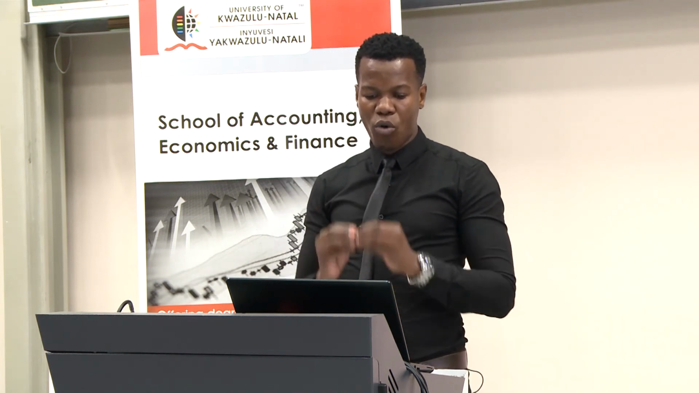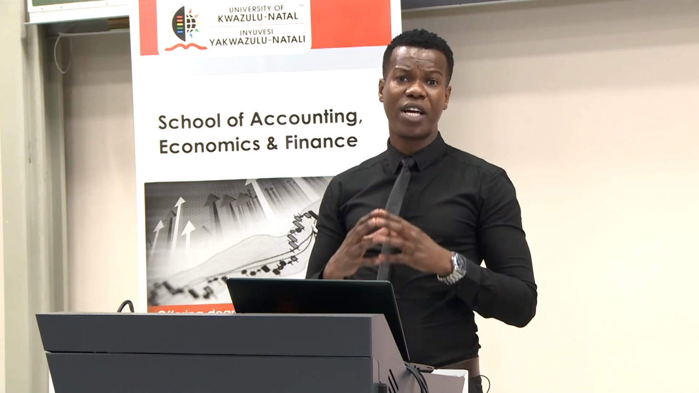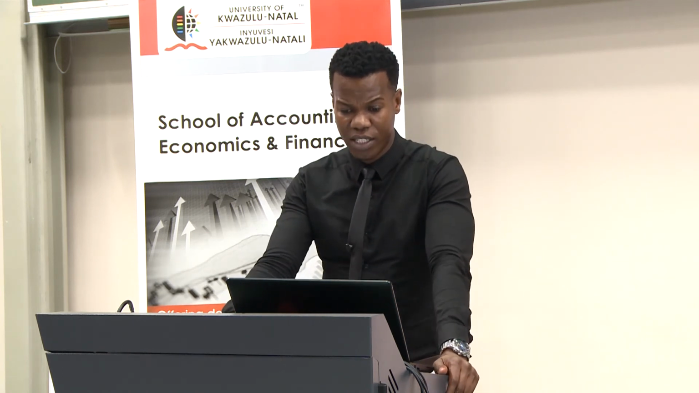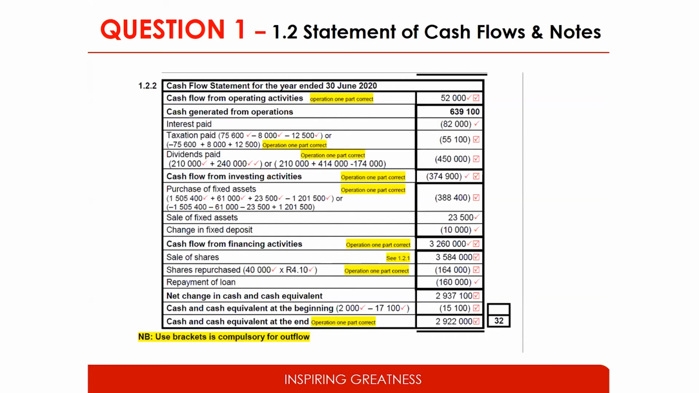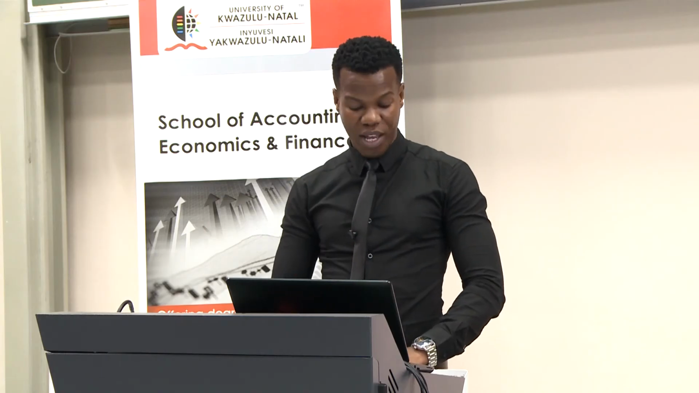Then, the next thing is, what is our opening cash and cash equivalent, or rather your cash and cash equivalent at the beginning of this period? That looks at your bank. So you have to look at your cash and cash equivalent, your bank amounts. As you can see in this exercise, there is a bank overdraft. So we have a cash and cash equivalent, which is favorable, at 2,000 rand. However, we have a bank overdraft of 17,100 rand.